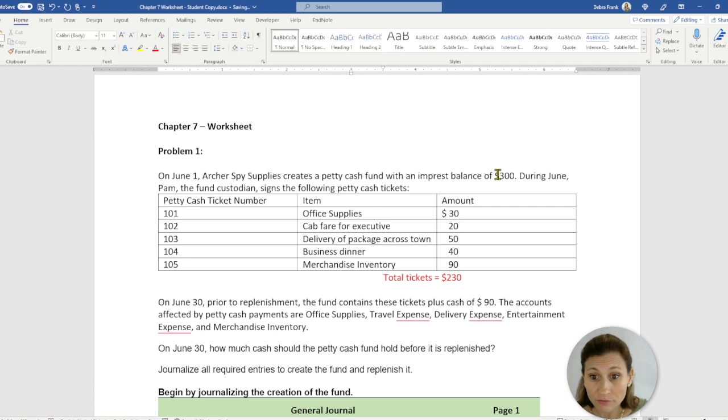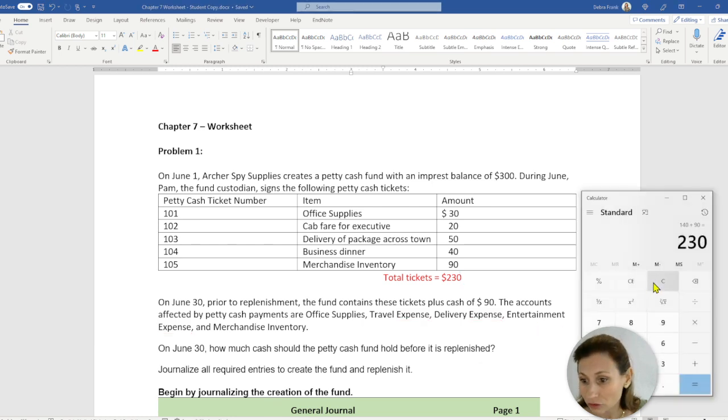And we said that the fund was established for $300, okay? So 300 minus 230, right? That should be, I'll do it so you have it in the video, $70. So the remaining cash in the fund should be $70. We have tickets for these dollar amounts. That's how much cash was taken out for these items. And we started with 300, so we should have these tickets and 70 bucks in the petty cash fund.